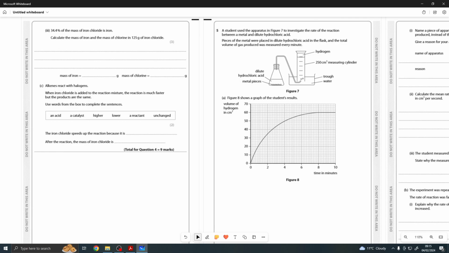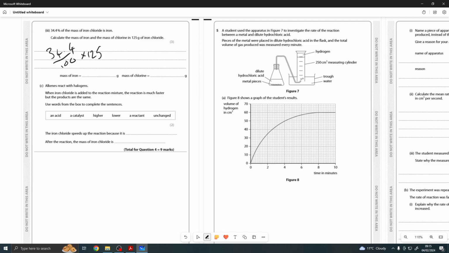Next it says 34.4% of the mass of iron chloride is iron. So they're giving you the percentage. Calculate the mass of iron and the mass of chlorine in 125 grams of iron chloride. For this, all you do is say 34.4 divided by 100 times 125. That basically takes it away as a percent. That stops it being a percentage, and then that tells you how much there is in 125.